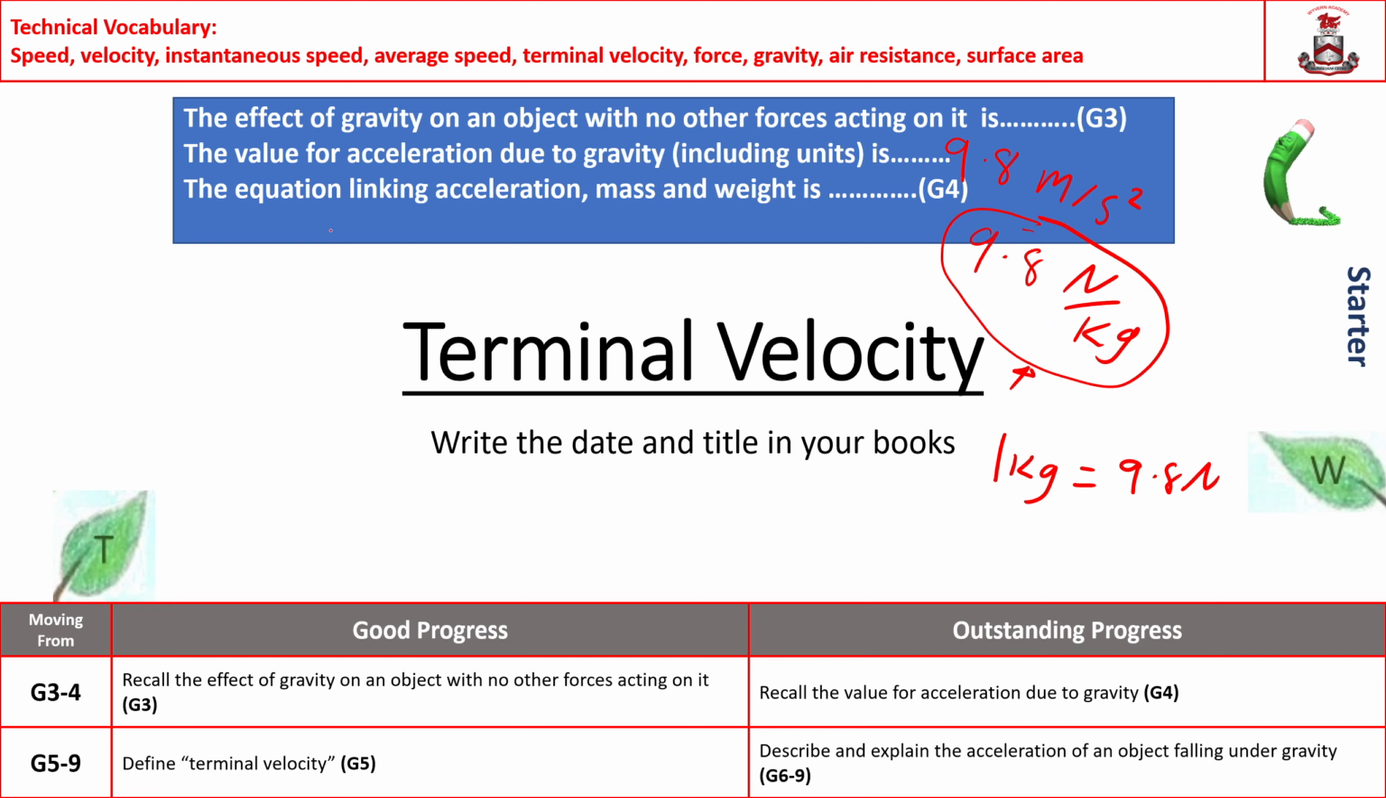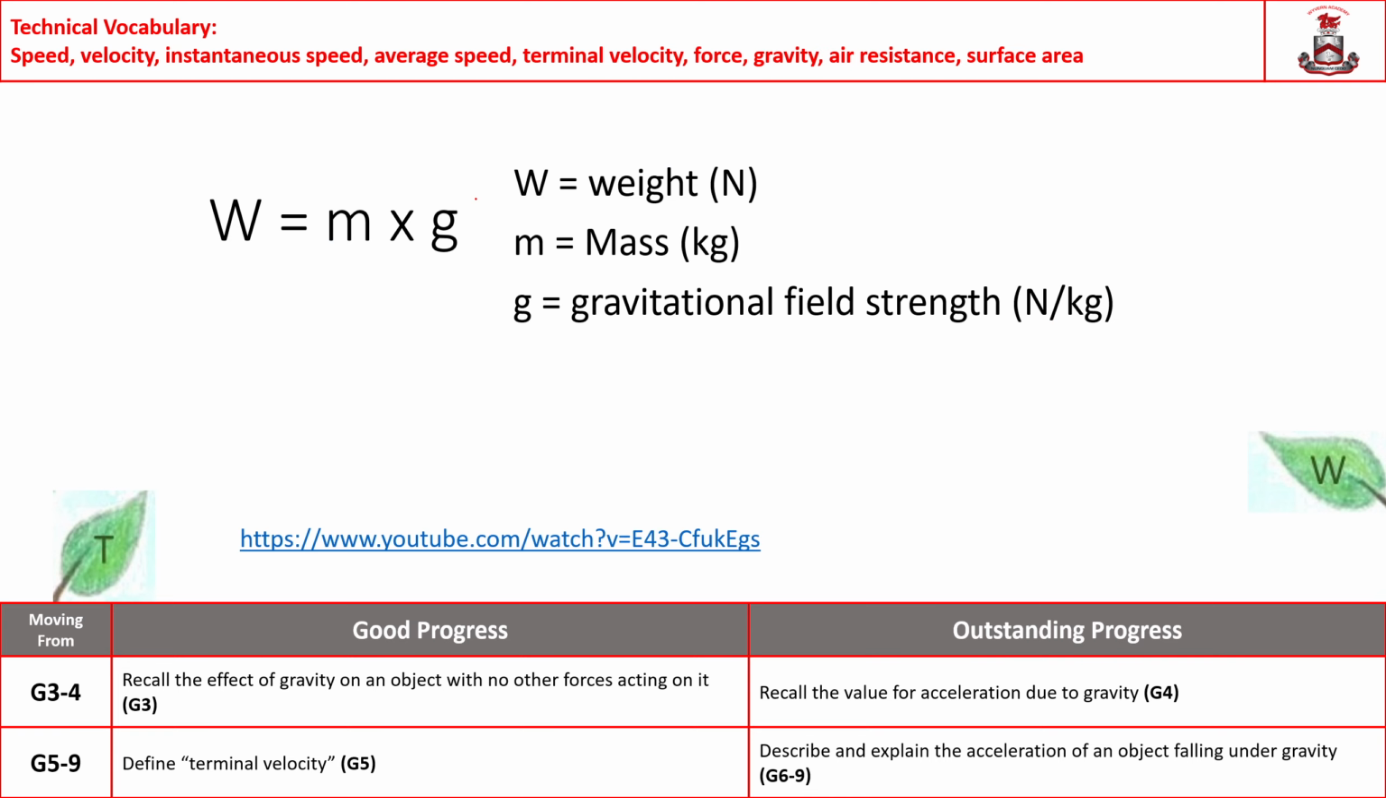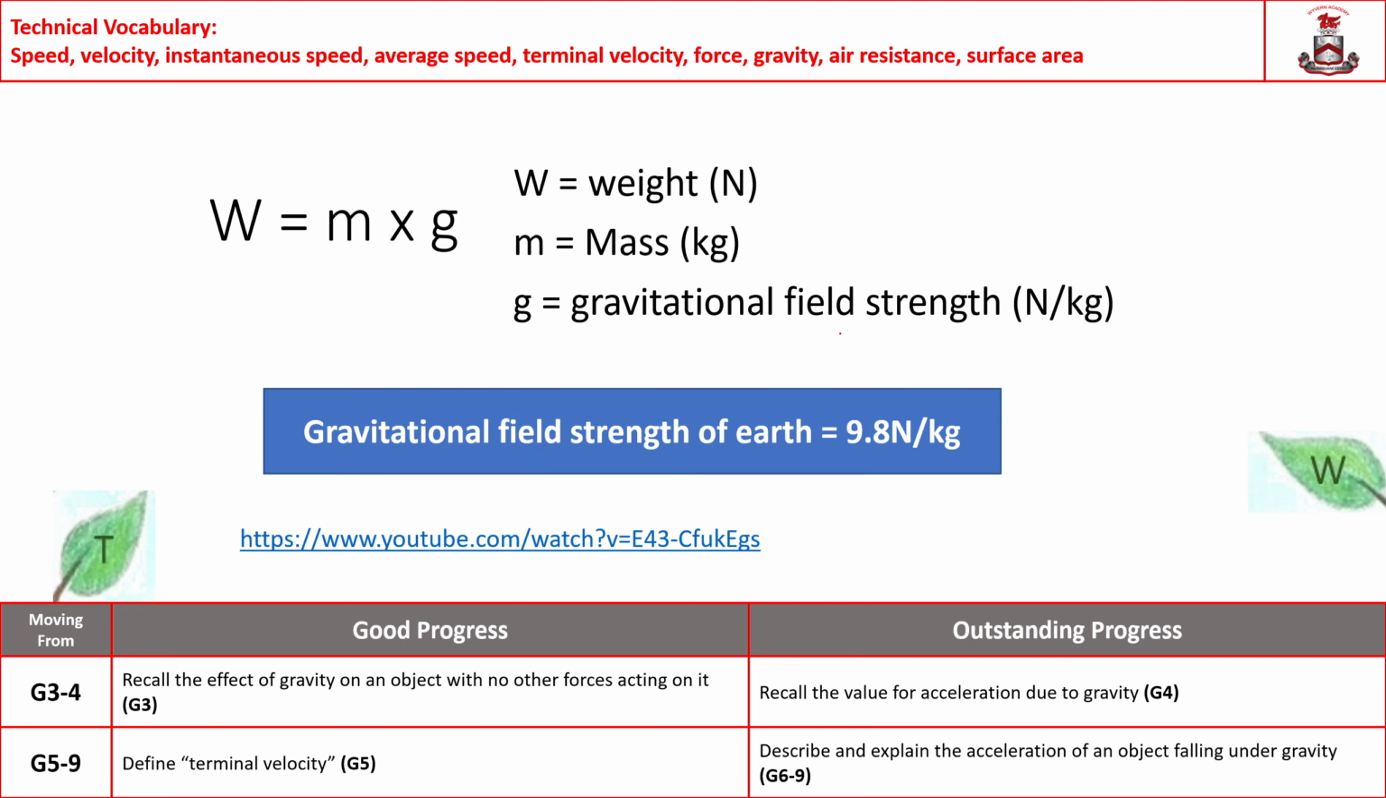So the equation, we'll get onto the equation later. Okay, here it is: mass, weight and gravitational field strength. You need to know this equation. You also need to know that the gravitational field strength of Earth is 9.8 newtons per kilogram. Okay, now let's have a look at today's lesson, which is terminal velocity. So let's go on to this slide.